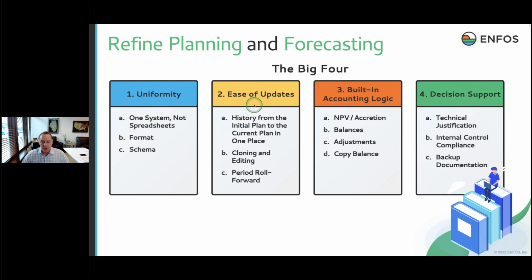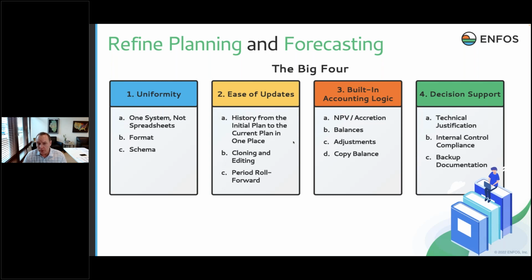Ease of updates is number 2. Ease of updates is really around how do we make life easier on our project teams who have to update these plans and forecasts on a very regular basis. And don't forget, these 30, 40, 50-year projects, they're having plan changes made 4 times a year. So any given remediation project can have well over 100 plan changes in its life cycle. Right? So we have to make that work easier on our teams.